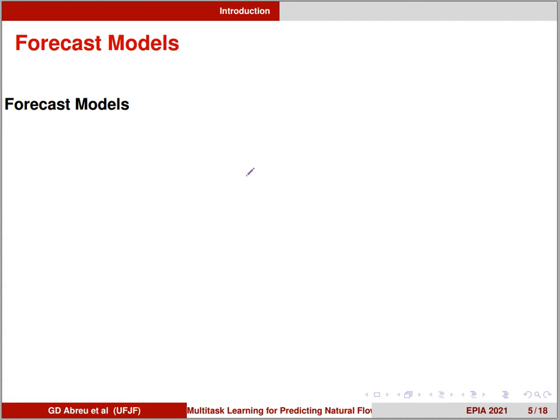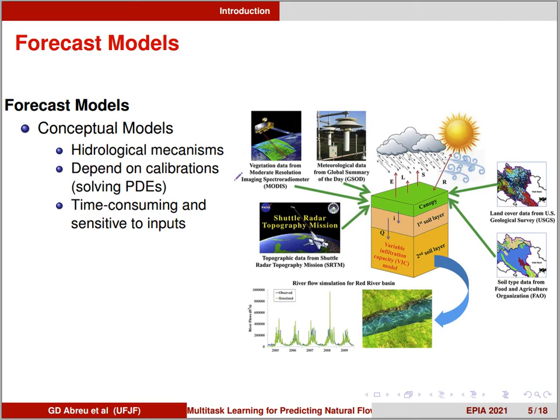Another contribution of this study is to assist the water management agencies in designing policies. So now I will talk about the forecast models. The forecast models can be conceptual models. They are based on hydrological mechanisms, and they depend on calibrations. In general, they solve partial differential equations, and this can be a time-consuming task to calibrate the model. Also, these conceptual models are very sensitive to the inputs. They use data from vegetation, meteorological data, satellite data, land cover, and this information is combined in the conceptual models.